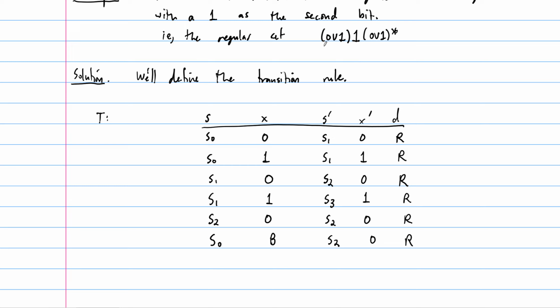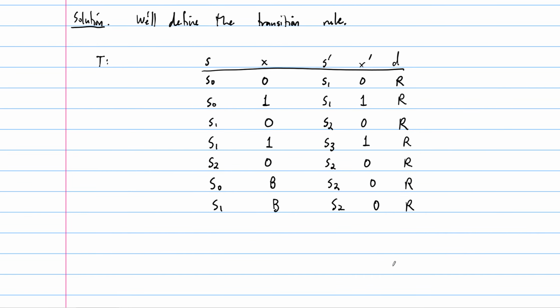Those can't have a 1 in the second bit because they don't have a second bit. So we need to take care of those as well, right? So S1, if that's blank, we switch that to S2, 0 as well, and move to the right. As a recommended exercise, make sure that this machine terminates in a final state only if the second bit is a 1. So we can kind of see that, right?